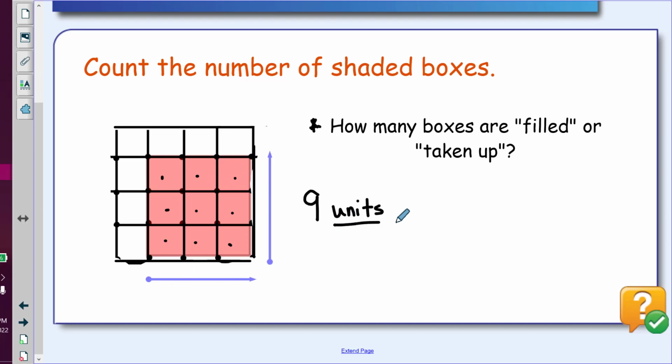I just say units because I really don't know what they're measuring by. We could be measuring by feet, by yards, inches. So if you don't have a specific unit, you can just use the word unit.